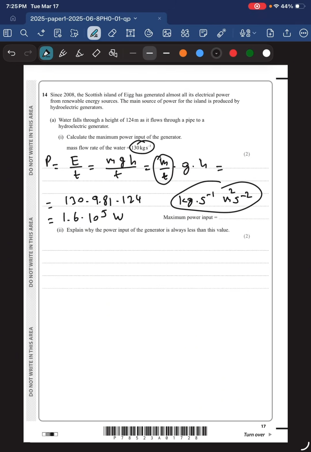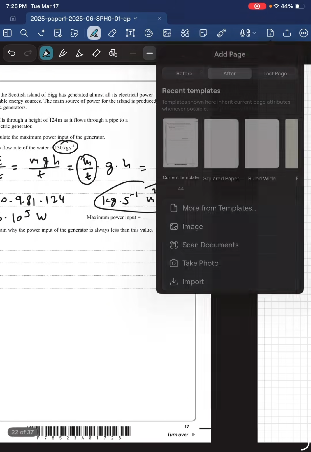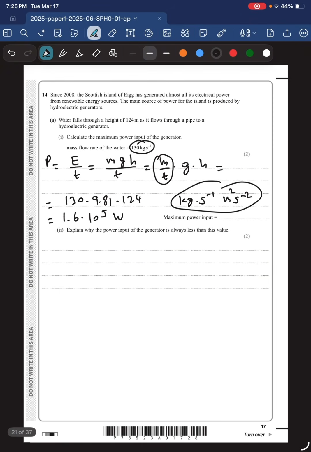Okay, and I can show you actually in the clean page just to complete this. So kilograms meter squared over second squared over seconds. So this guy here is joules, and then joules over seconds is watts. Okay, so that's the answer.